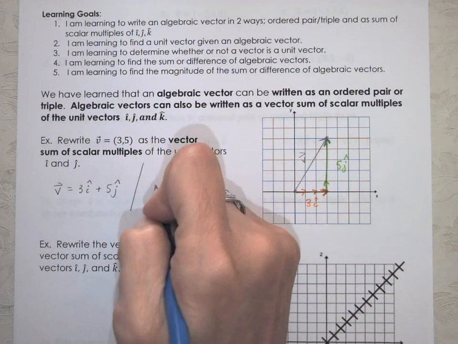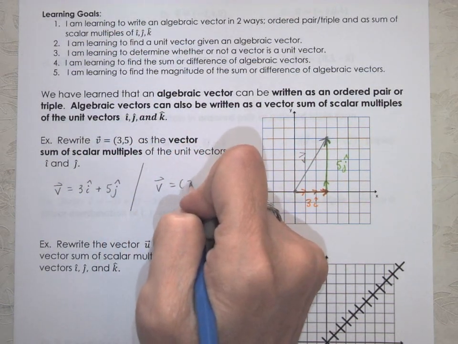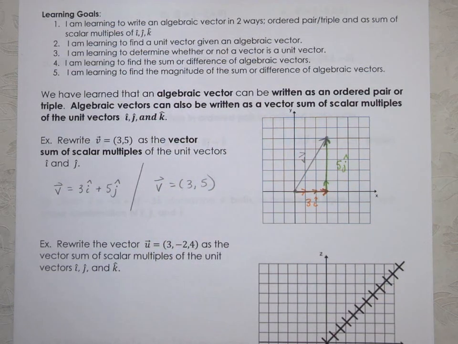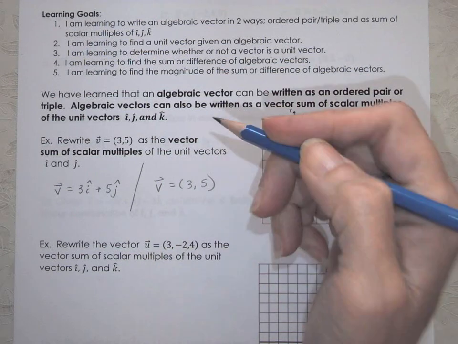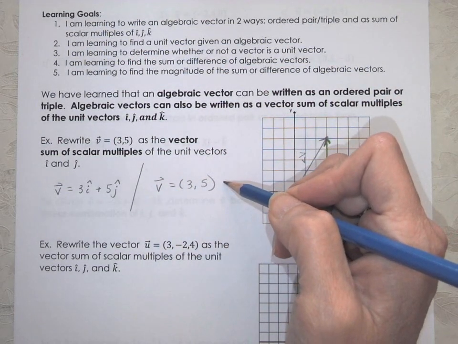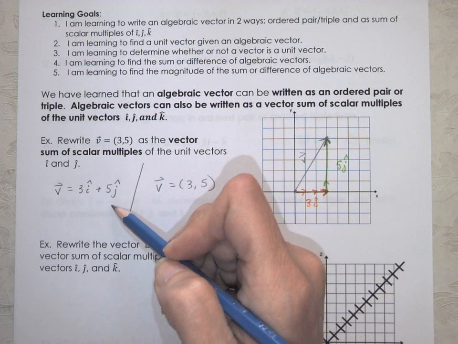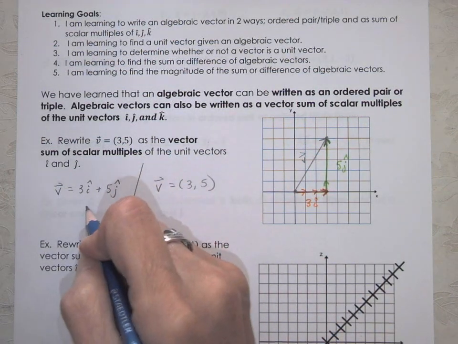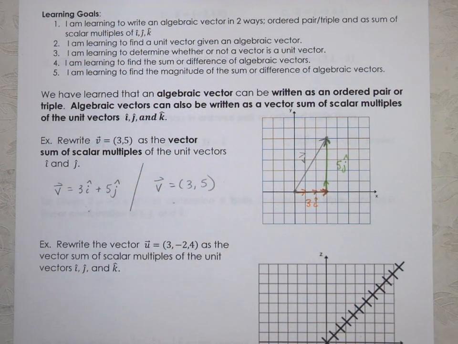So these are two ways of writing the exact same thing. They're both algebraic vectors that start at 0, 0 and end at the point 3, 5. This is the notation you'll most often work with just because it's easier to write down, okay? But you should realize that these are equal. These are both saying the exact same thing, okay?